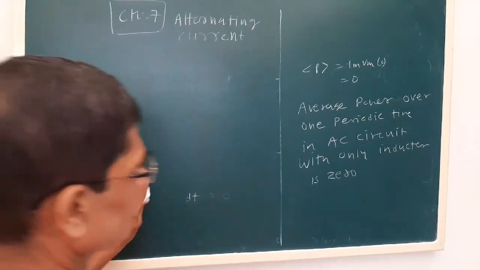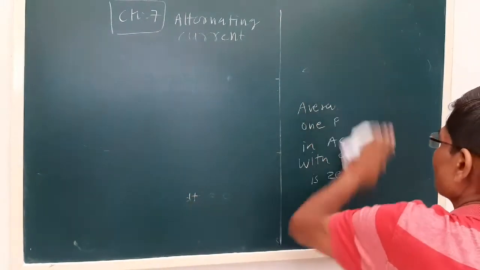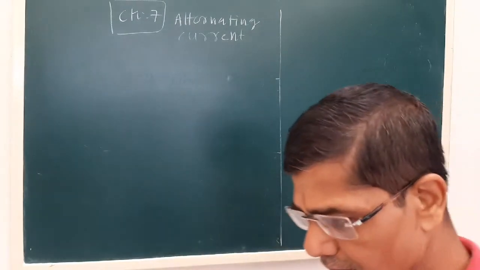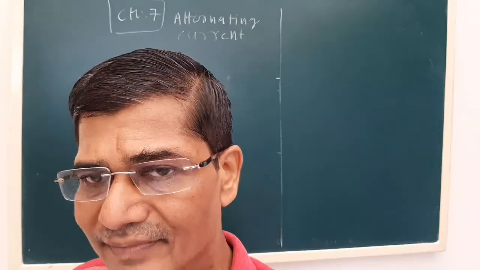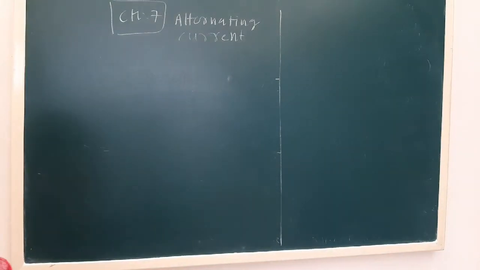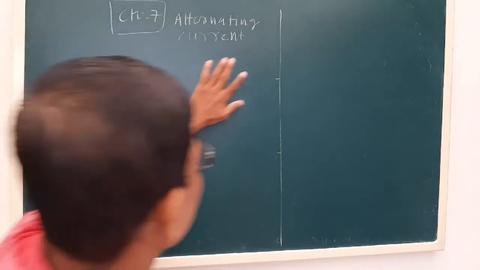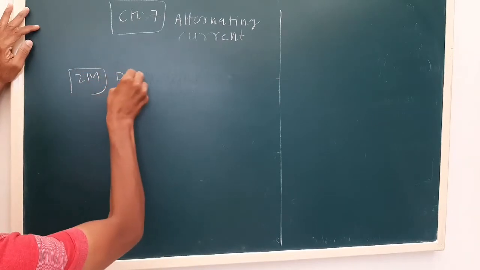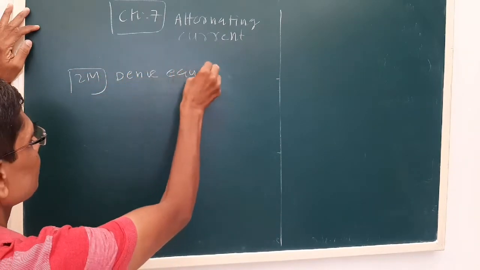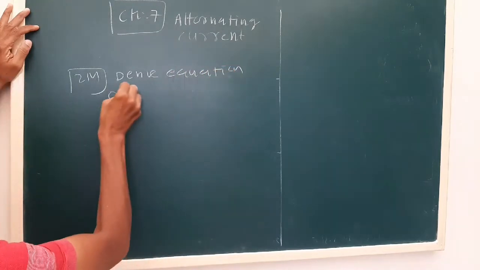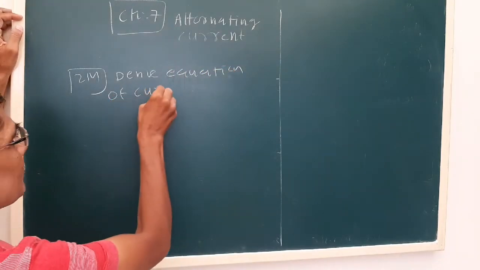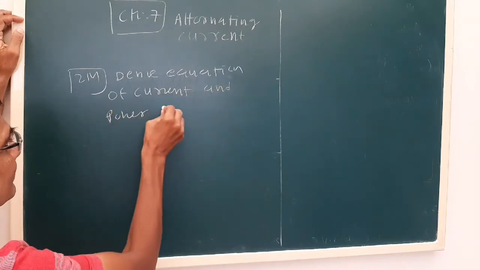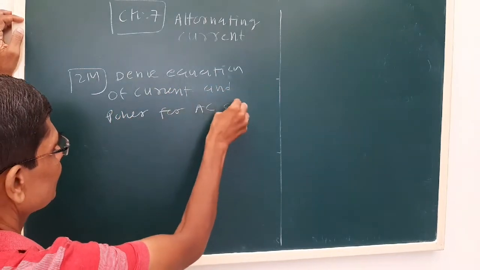Now generally our circuit is comprised of three basic components, or it may be a combination of these: resistor, inductor and a capacitor. So our next theory: we derive the equation of current and power for AC circuit with only a capacitor.